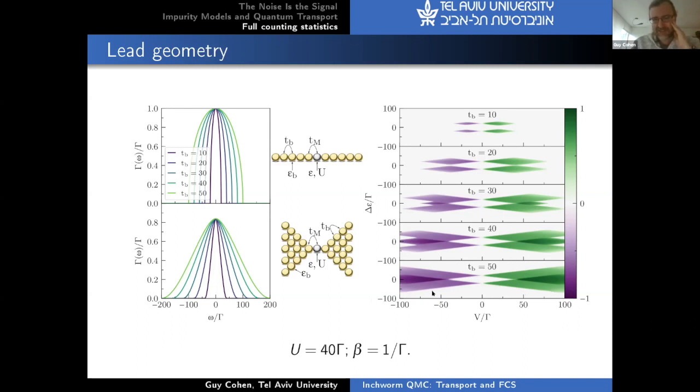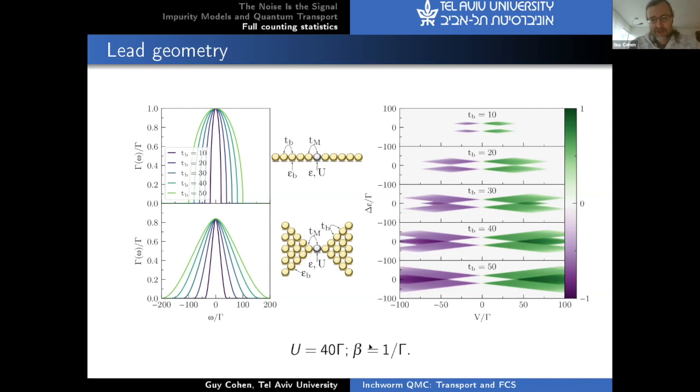So again, this is a current as a function of a gate voltage and a bias voltage. If I reduce the bandwidth, I go past a series of these steps to a case where I have almost no transport because my band is very narrow. I don't have band overlaps. Now, all of this is from quantum master equations. This is a semi-classical approximation, which captures Coulomb blockade quite well.